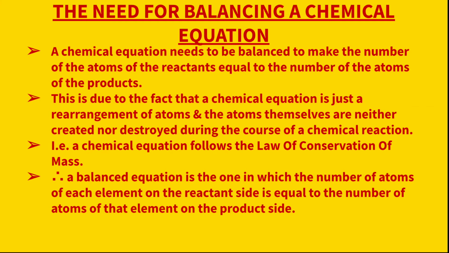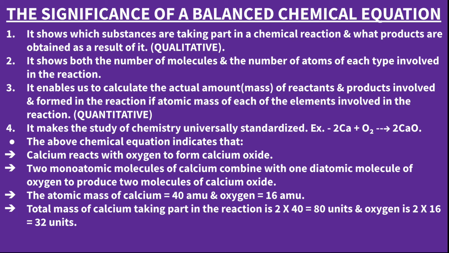This is due to the fact that a chemical equation is just a rearrangement of atoms, and the atoms themselves are neither created nor destroyed during a chemical reaction. That is the law of conservation of mass. Therefore, a balanced equation is one in which the number of atoms of each element on the reactant side is equal to the number of atoms of that element on the product side. Hope you understood.